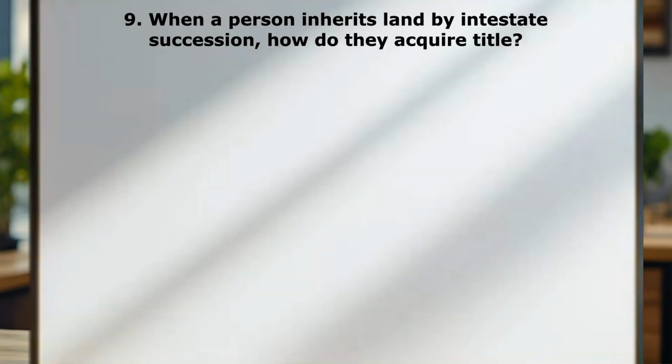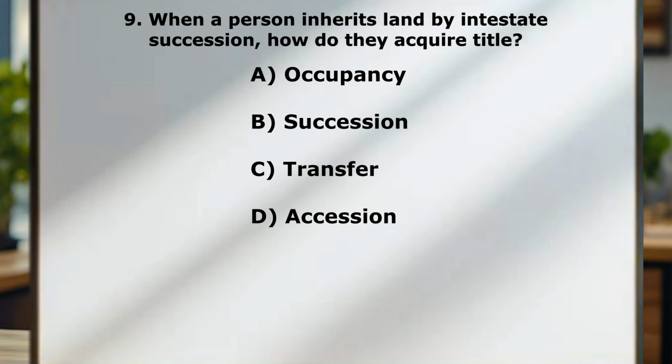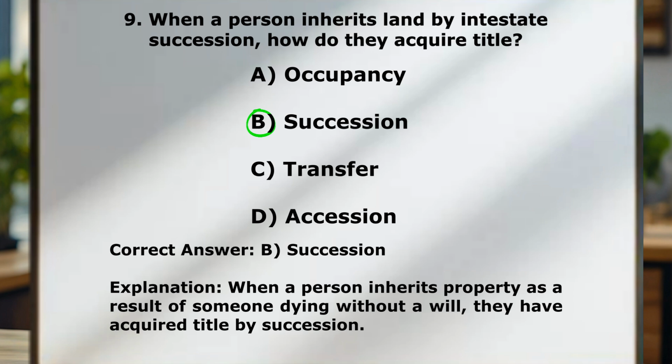Question number 9. When a person inherits land by intestate succession, how do they acquire title? A, occupancy. B, succession. C, transfer. D, accession. Correct answer here is B, succession. So 2 parts to this. The first is you need to understand what intestate succession is, and the second part is you need to understand what each of the answers means. When a person inherits property as a result of someone dying without a will, that means intestate.